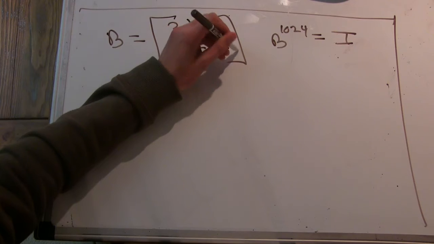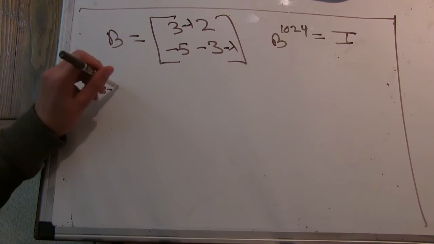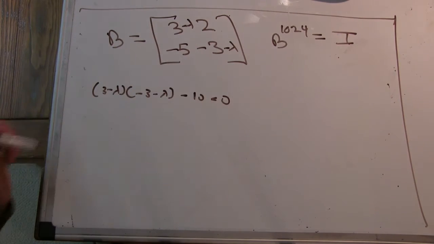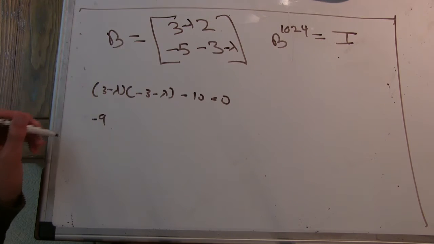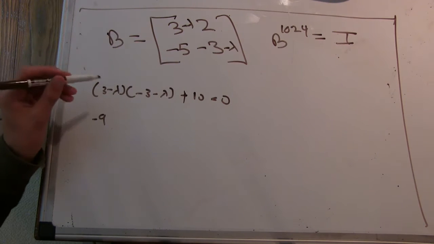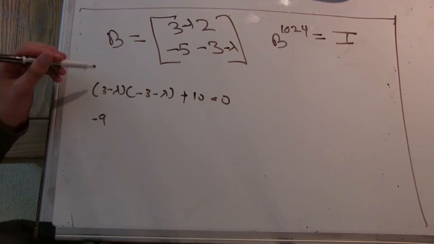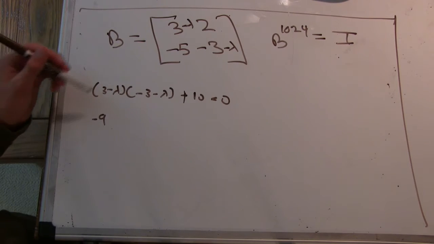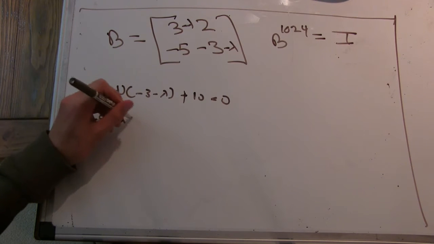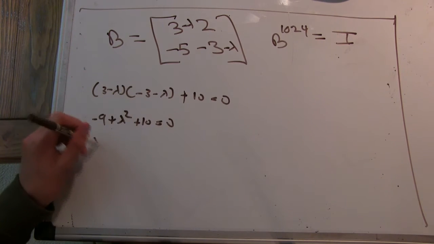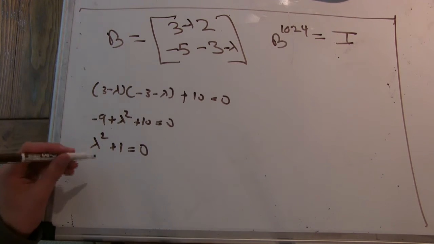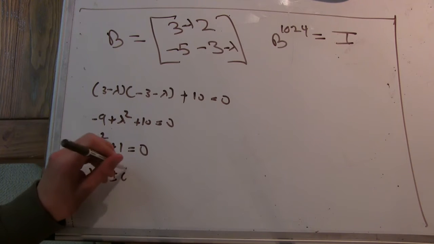Add our lambdas in. So we solve (3 minus lambda)(minus 3 minus lambda) minus (minus 10) equals 0. So minus 9, or minus 10 is plus 10. So minus 9, minus 3 lambda plus 3 lambda, so no lambdas, plus lambda squared, plus 10 equals 0. Or lambda squared plus 1 equals 0. This doesn't have any real solutions, so lambda equals plus or minus i.